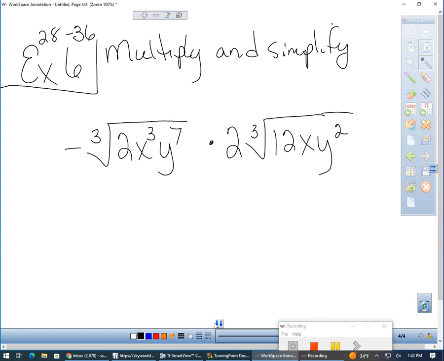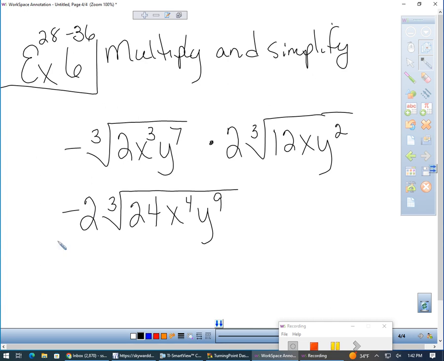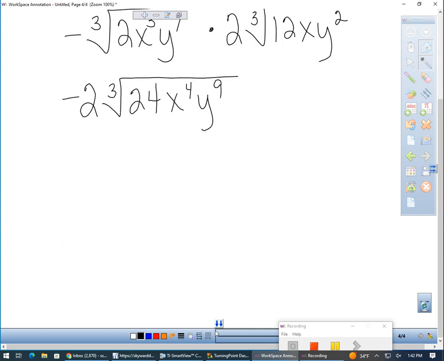All right, so we take it by steps, right? As I said, if you do your steps today will be easy. Step 1, you multiply your outside. Negative 2. All right, good. Negative 2. I'm going to draw my cube root right here. Now I multiply my inside. 24. Good. 4. Good. 9. Yep, you add your exponent. Okay, so this was step 1. This was step 2. Step 3 is now to simplify.